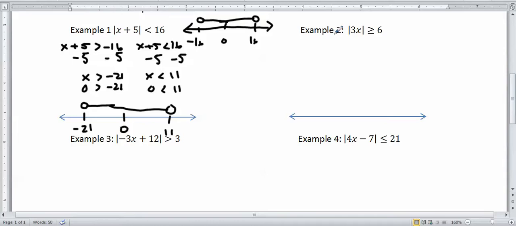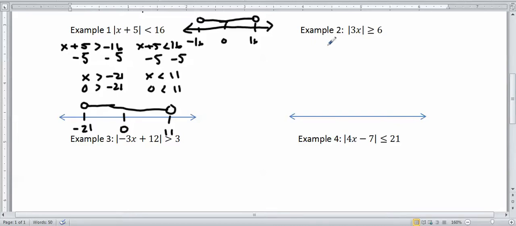Alright, so now I want you guys to try example 2 on your own. Just notice how to set it up. I've got x plus 5 is greater than negative 16, so I flip the sign, and x plus 5 is less than positive 16. So use that method where I flip the sign, make the other side negative, and then do the regular positive to solve example 2. So pause the video real quick and try it out on your own.